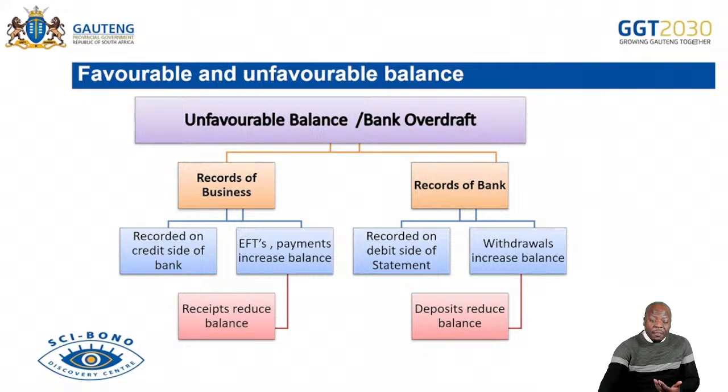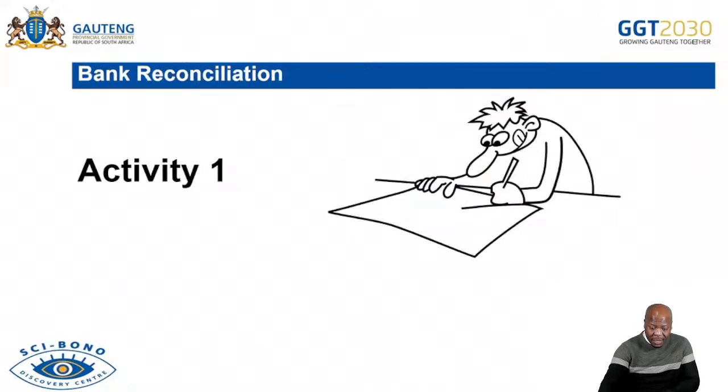Now, we will have a favorable and an unfavorable balance. But to understand this, I'm going to explain it as well when I do the first activity. And without further ado, let's start with activity number 1.